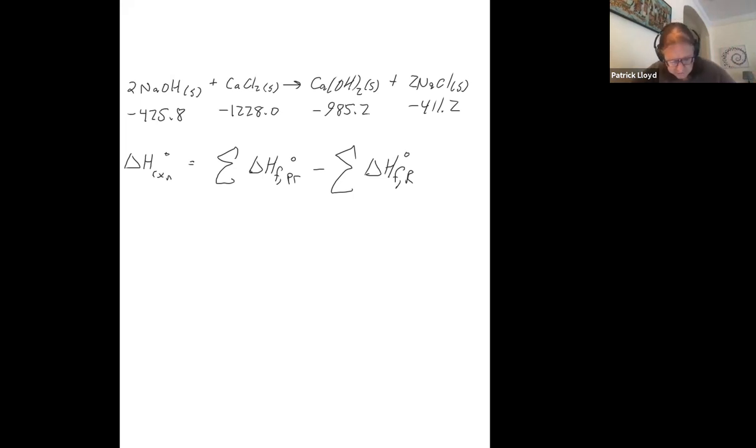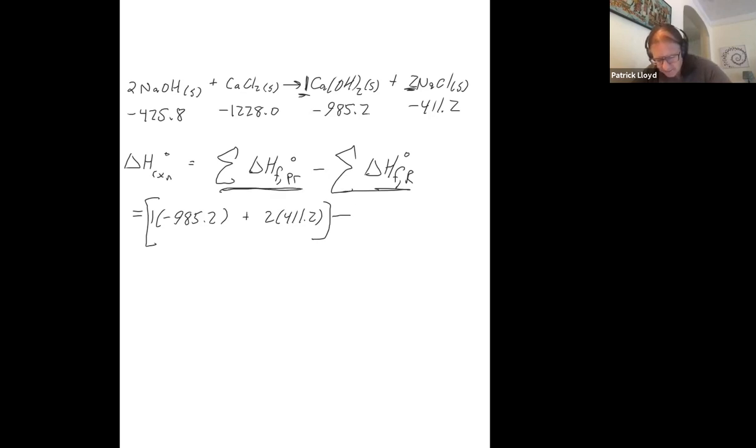So I'm going to do the products first. So we have a 1 here. So 1 times minus 985.2 plus 2 times minus 411.2, minus. Now let me put this in brackets just so you can see that that first bracket is this right here. And then we're going to have the second bracket here. 2 times minus 425.8 plus 1 times minus 1228.0. Sorry, there we go.